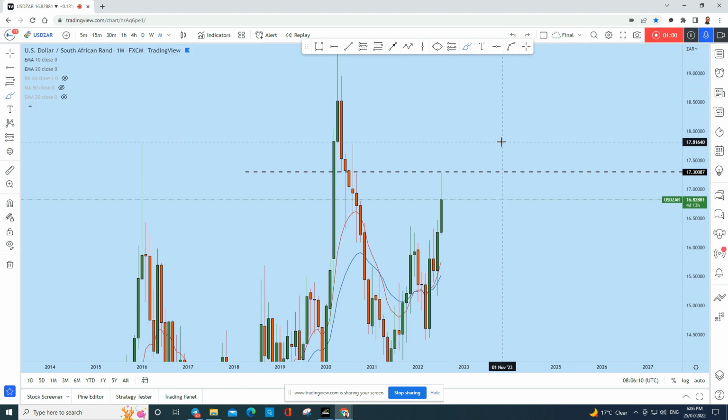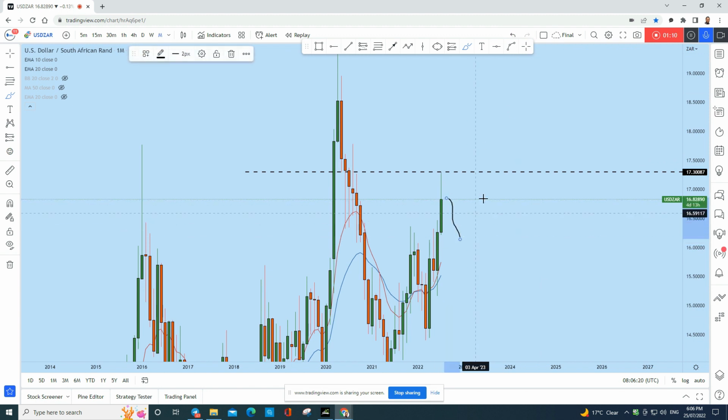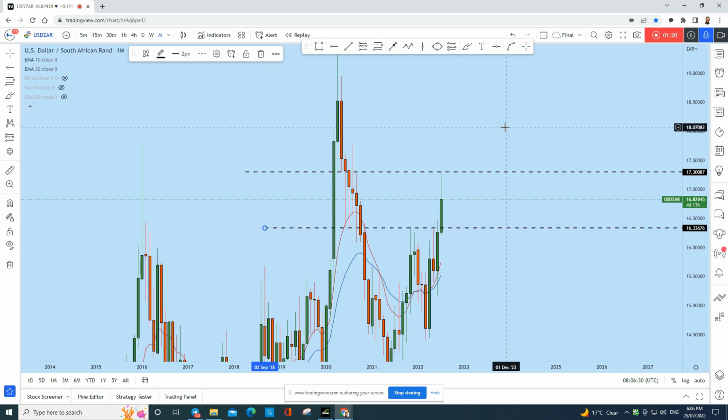Now because it has a rejection on the monthly, we could see a drop to the downside on this pair, as it's a strong resistance, and we could see a drop for a deeper retracement. So with that in mind, you can see there is a long monthly doji here. We could see the price finally coming back to this level of previous resistance to test as a support.